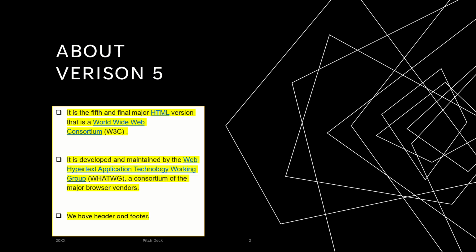So let's see about HTML5. HTML stands for Hypertext Markup Language. The 5 represents its latest version. Version 5 was developed and maintained by the Web Hypertext Application Technology Working Group. This WHATWG is a consortium. Major browser vendors are Mozilla, Apple, Google, and Microsoft.